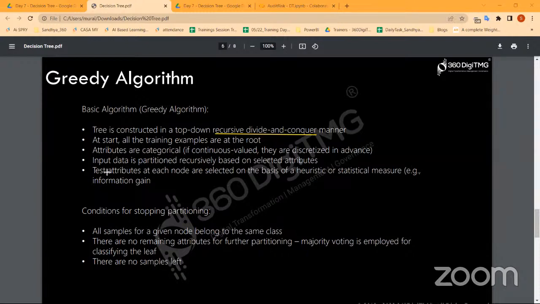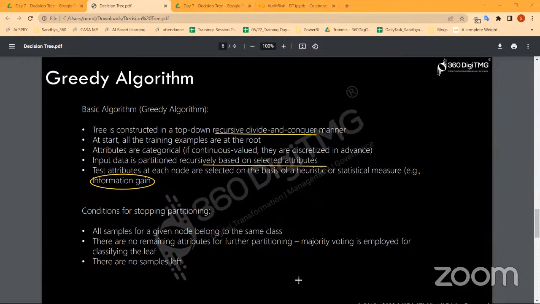And the input data is partitioned recursively based on the selected attributes. We have to partition the given data based on the selected attributes. And test attributes at each node are selected on the basis of a statistical measure, information gain. So this is one of the key terms that you all need to know, nothing but the information gain. Based on the information gain, we will decide which node should go first as the root node.